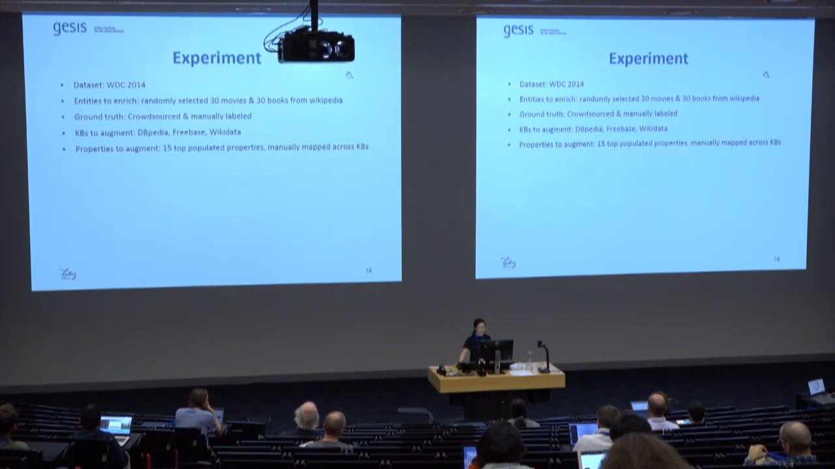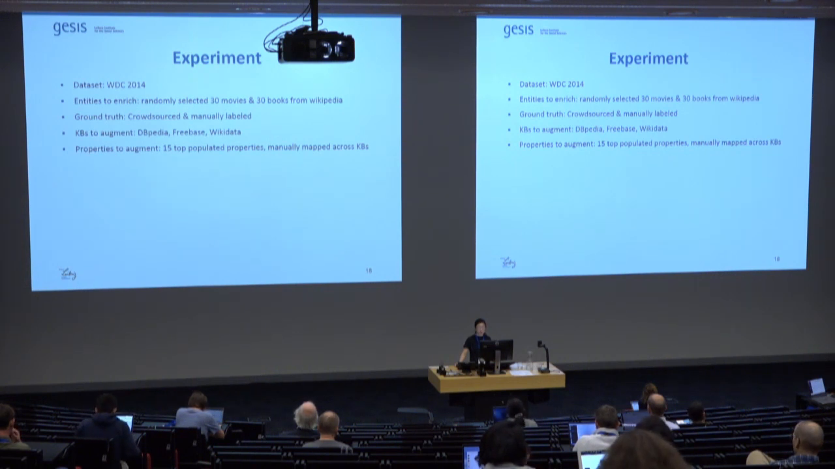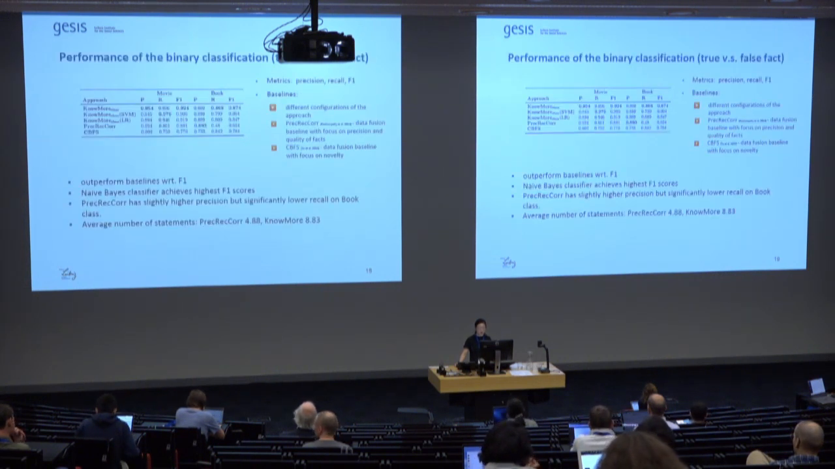For this approach, we ran an experiment using the Web Data Commons 14 dataset. We create ground truths on 30 movies and books randomly selected from Wikipedia, and we augment DBpedia, Freebase, and Wikidata. The properties are as shown, the 15 top populated properties, and we manually mapped the different ontologies across KBs to schema.org vocabularies. So I'll briefly show some of the evaluation results.